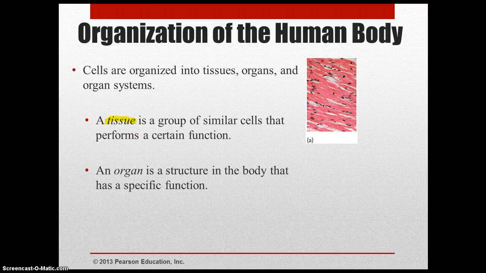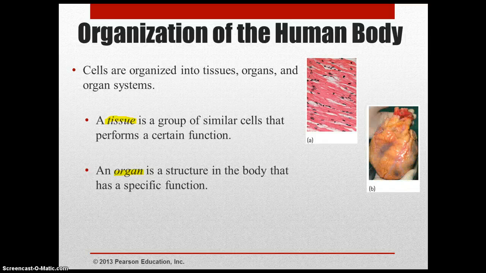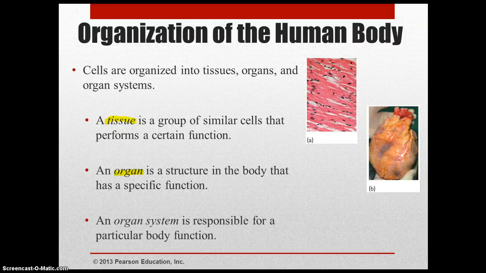An organ is a structure in the body that has a specific function. Our tissues make up the organs that we have in our bodies, like our heart, our stomach, and our brain. And an organ system is responsible for a particular body function. When multiple organs work together, they make up our organ systems.